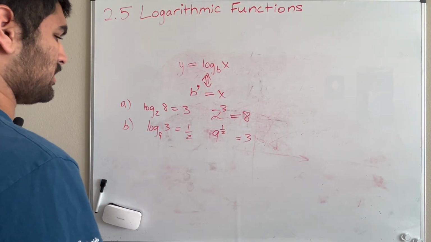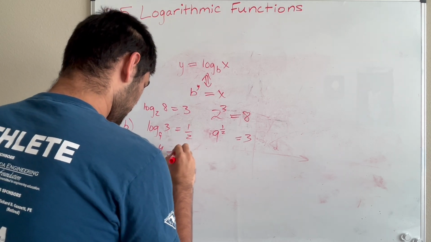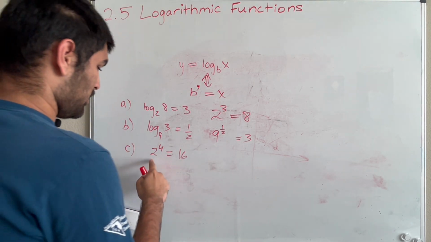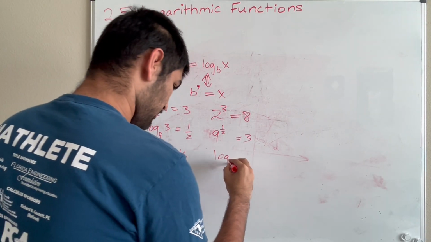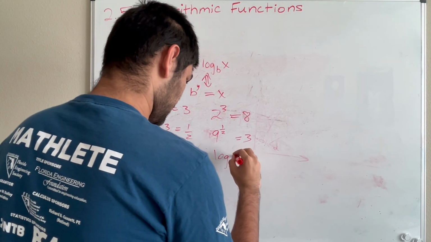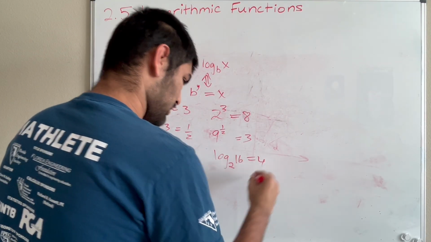Okay, so now let's do the other way around. So now let's say we had 2 to the 4th equals 16. So now convert this to a logarithm. So you have log, and then our base is 2. So you have log base 2 of whatever's outputted, because that's what you're inputting into the log. And then logarithms output the exponent, which is 4. Okay?